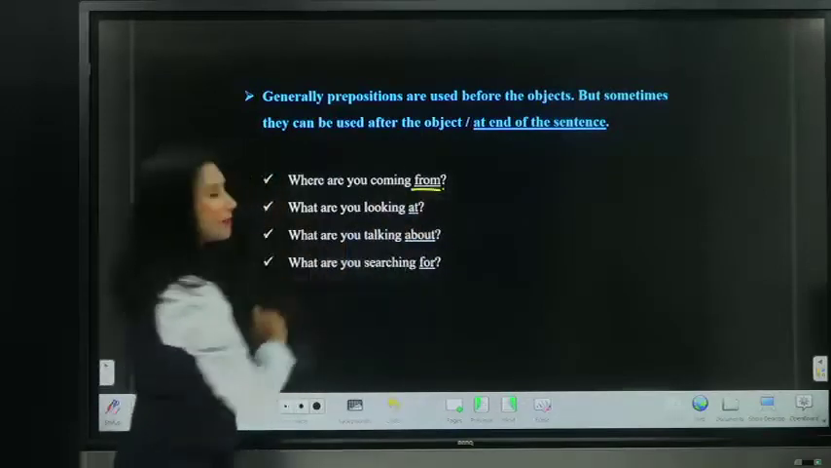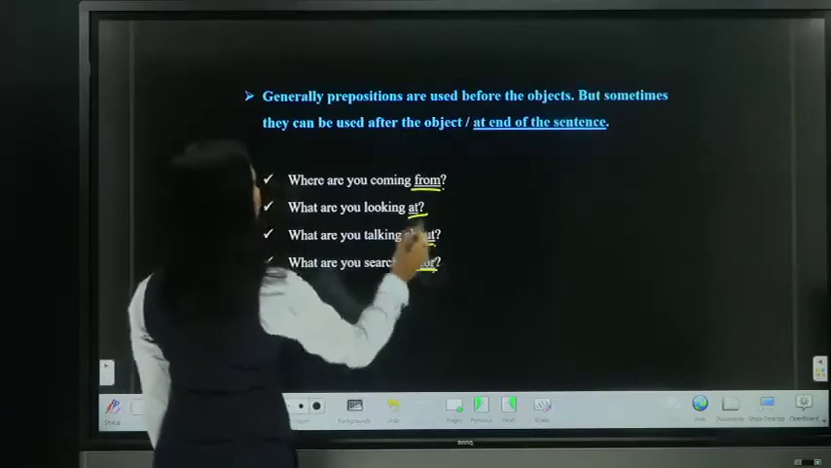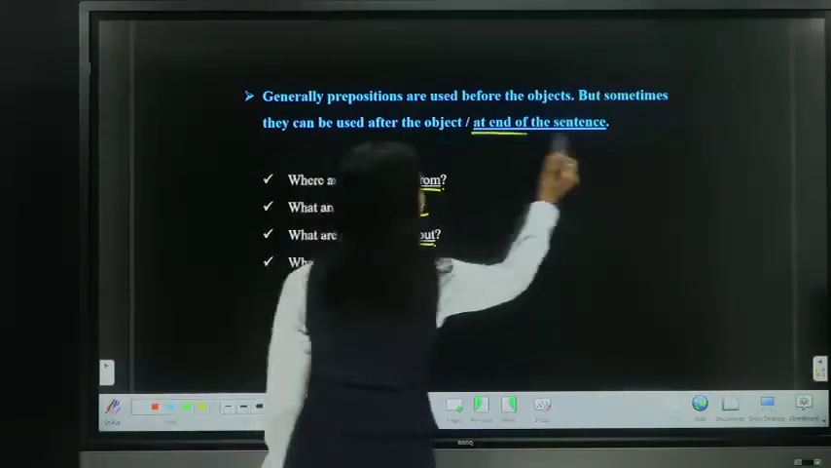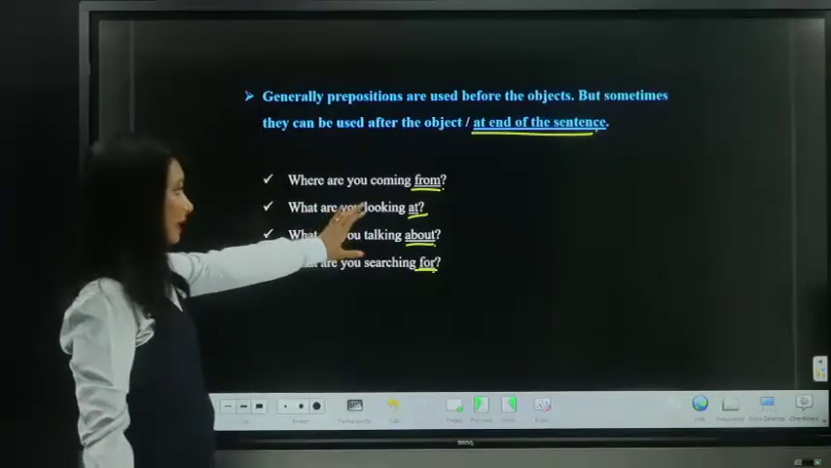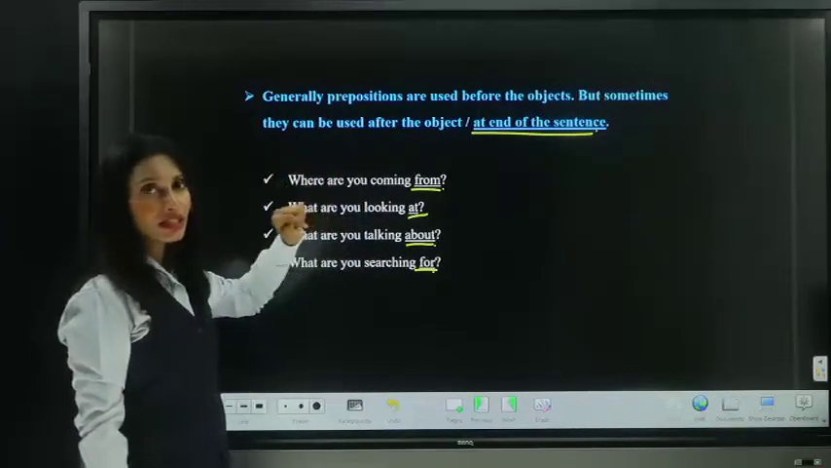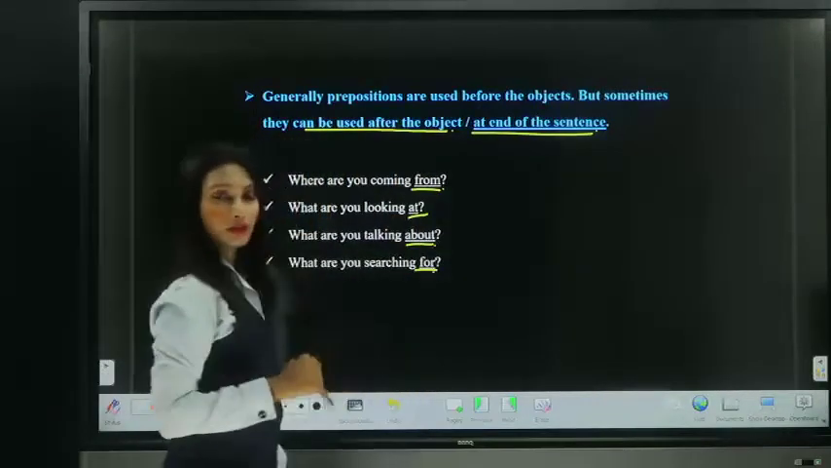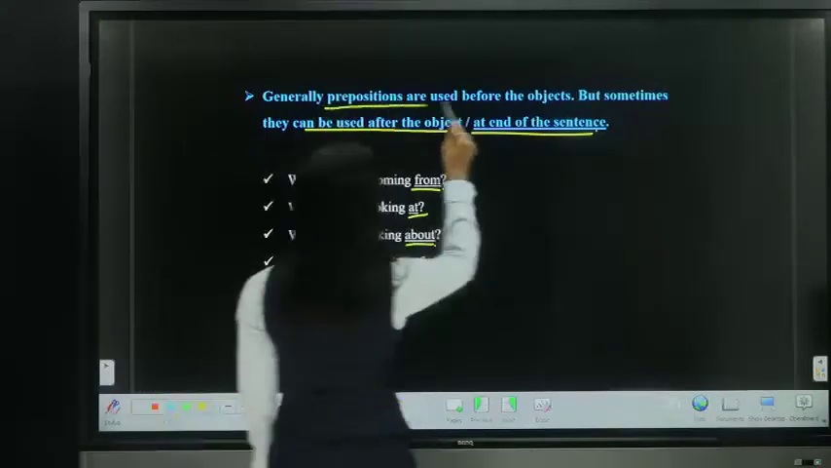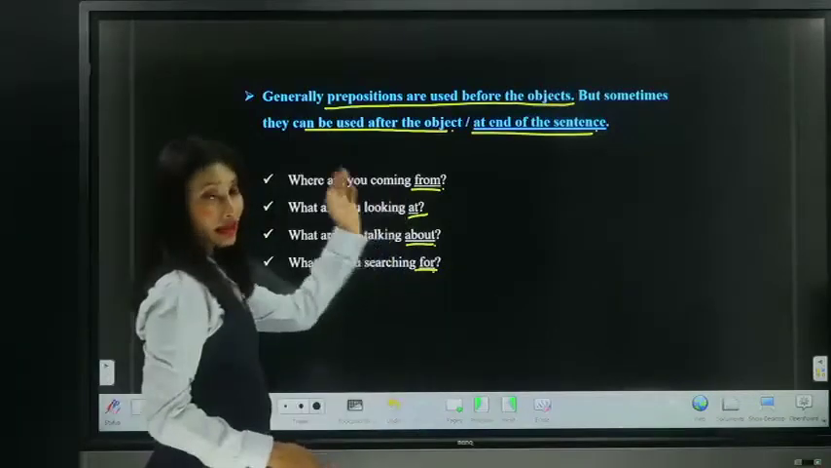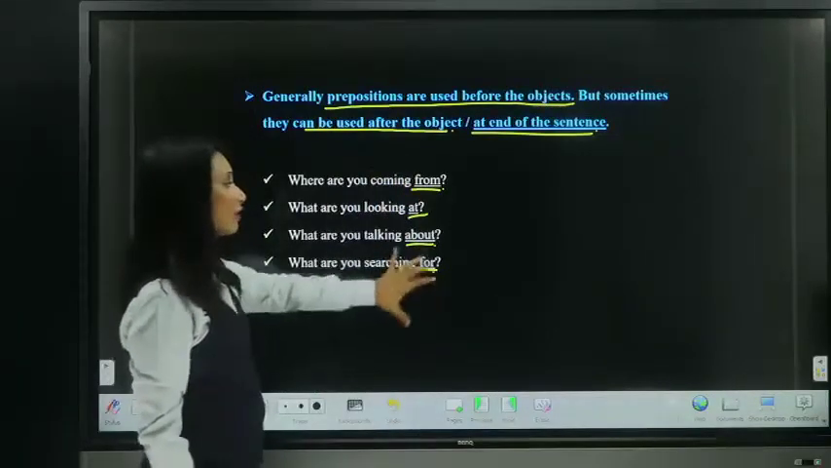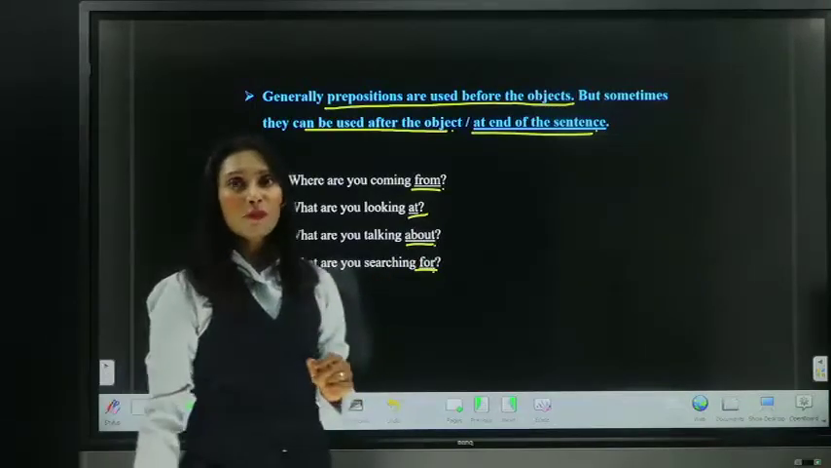Now let us see some examples for the end of the sentence. Where are you coming from? What are you looking at? What are you talking about? What are you searching for? Here in these sentences, we use prepositions at the end of the sentence. Do remember, they can act as objects of the sentence, or sometimes they can be used after the object also. So generally prepositions are used before the objects, but they can also be used after the objects, that means at the end of the sentence. So that's about the place of prepositions.